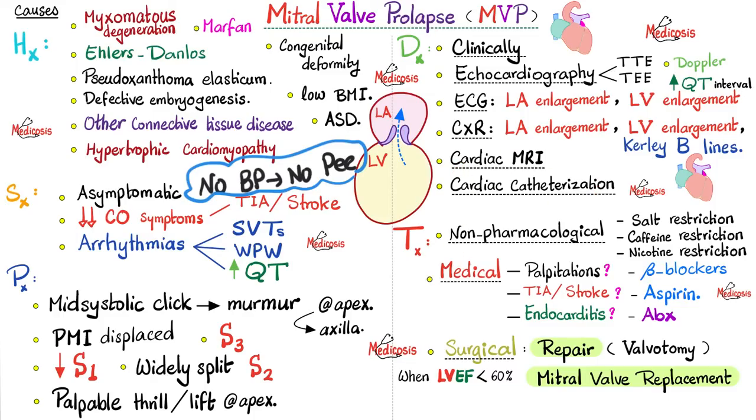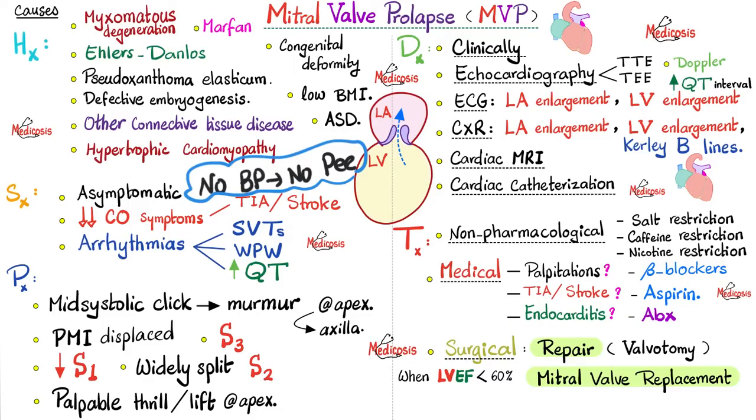How can we manage mitral valve prolapse? Non-pharmacological therapy includes salt restriction, caffeine restriction, nicotine restriction. Medical therapy. If we have palpitations, give beta blockers. If we have a risk of TIA or stroke, give aspirin. If we have a risk of endocarditis, antibiotics. The recent guidelines do not recommend giving antibiotics if the patient only has prolapse of the mitral valve.